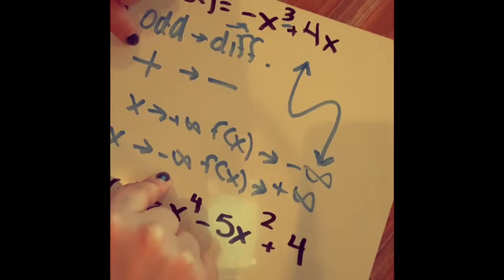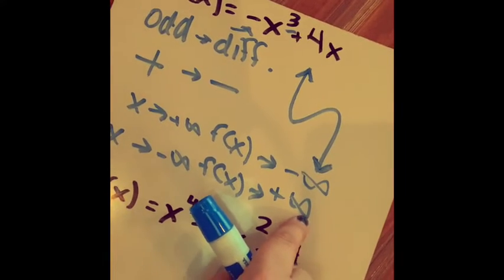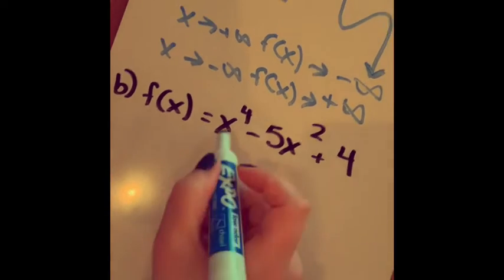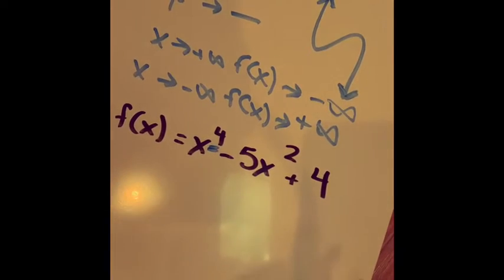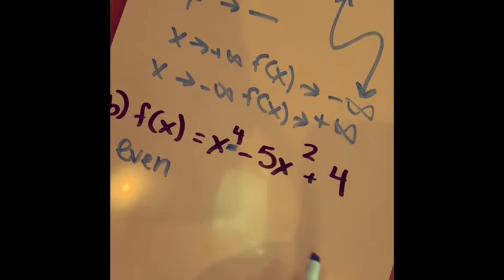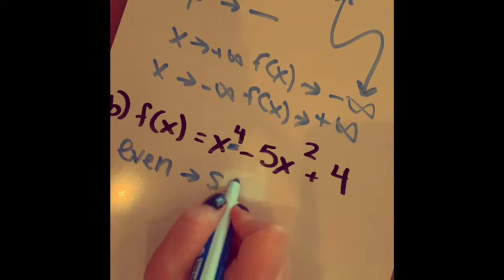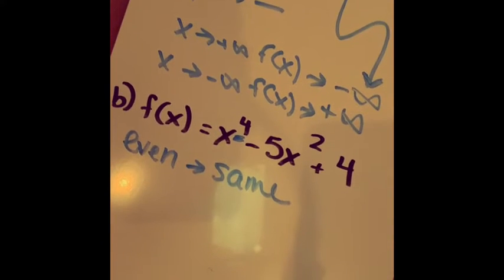On the left side, we have a positive, which means it's going up. Let's look at this one here, x to the 4th. So the highest exponent here is 4. 4 is an even number. If it's even, I know that means it's the same. So the directions are the same.